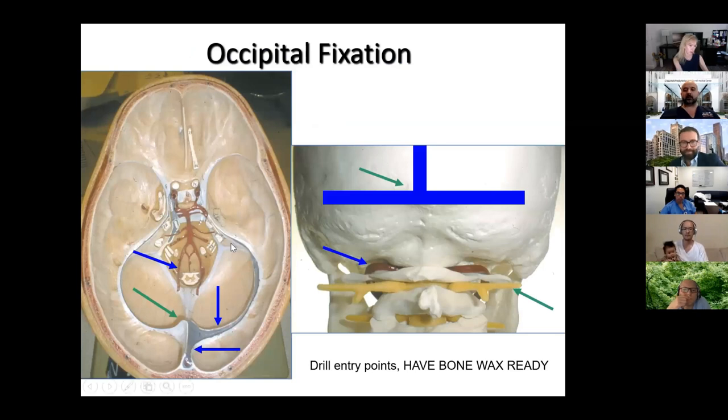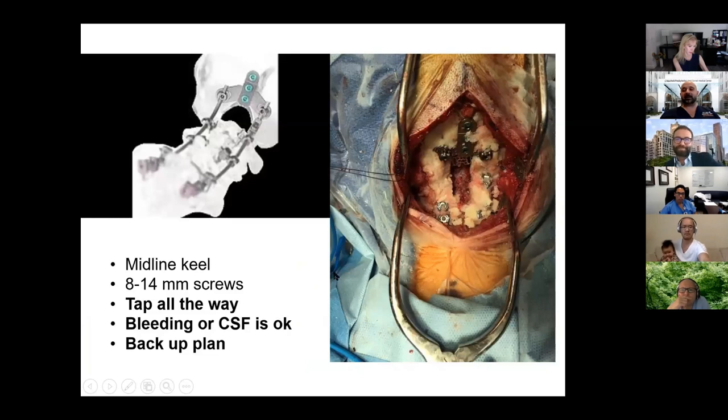When I do these, I tell the trainees a couple of things. The most important of which is, when you are drilling into the occiput for your plate, correct me if I'm wrong, but I always tell my residents, it's the only place in the body, or the spine, where if you get a CSF leak, it's okay to put in the screw. You can't do that anywhere else in the spine except in the occiput. If for whatever reason you penetrated into the dura and you get a little bit of leak, you can put a screw in there.